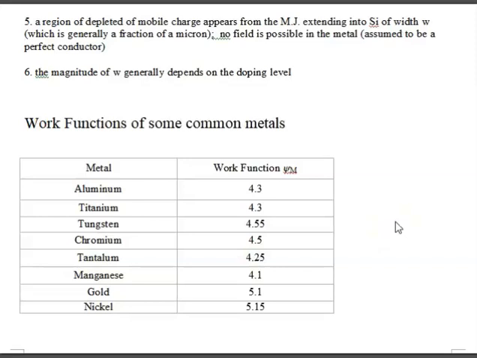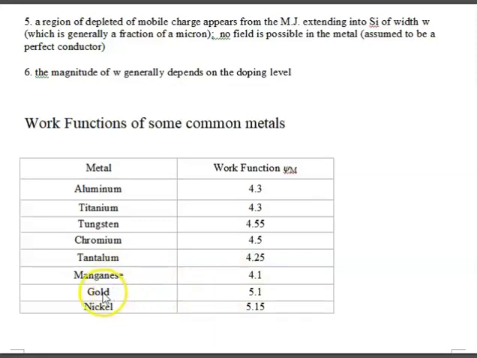just some typical work functions of some common metals. The most common in silicon is aluminum. We have these others. They are not quite as common. You'll see they're all centered around 4.3 to 4.6 or so, except for manganese, which is on the low side, and gold and nickel, which are kind of the outliers. They're on the high side.